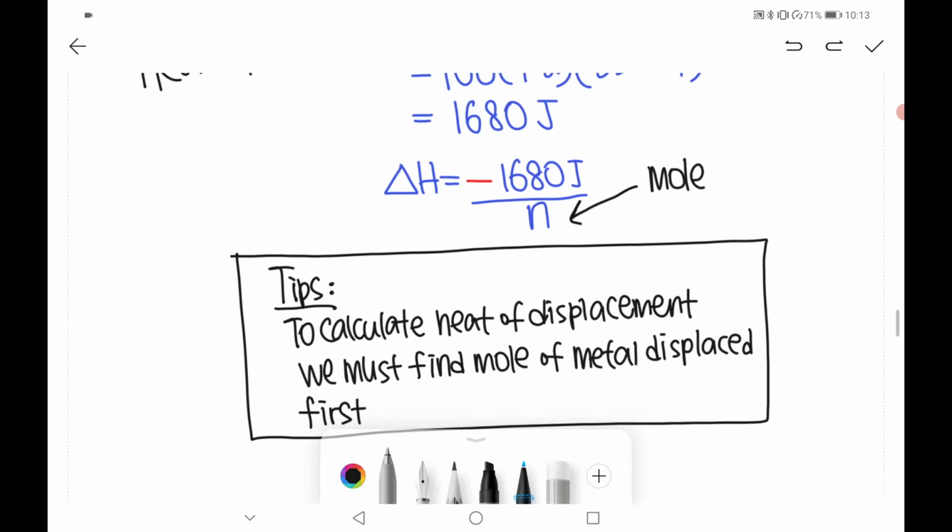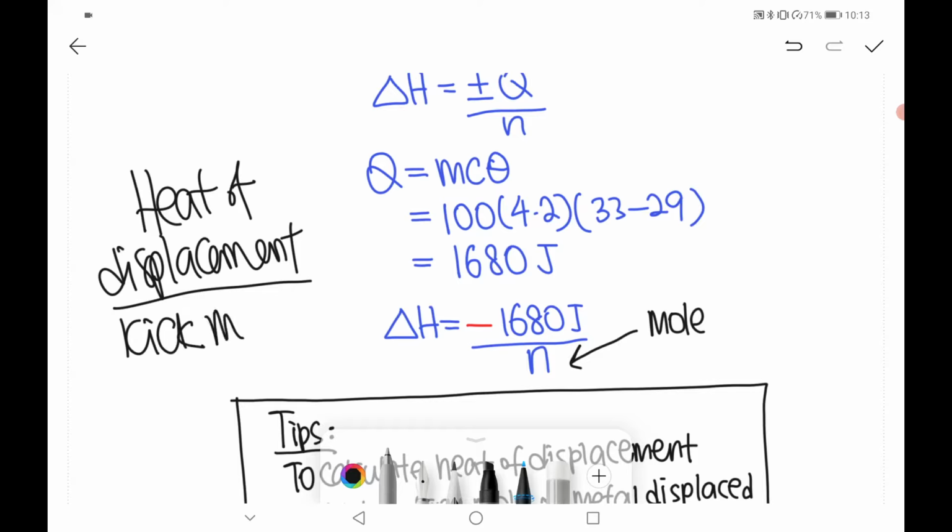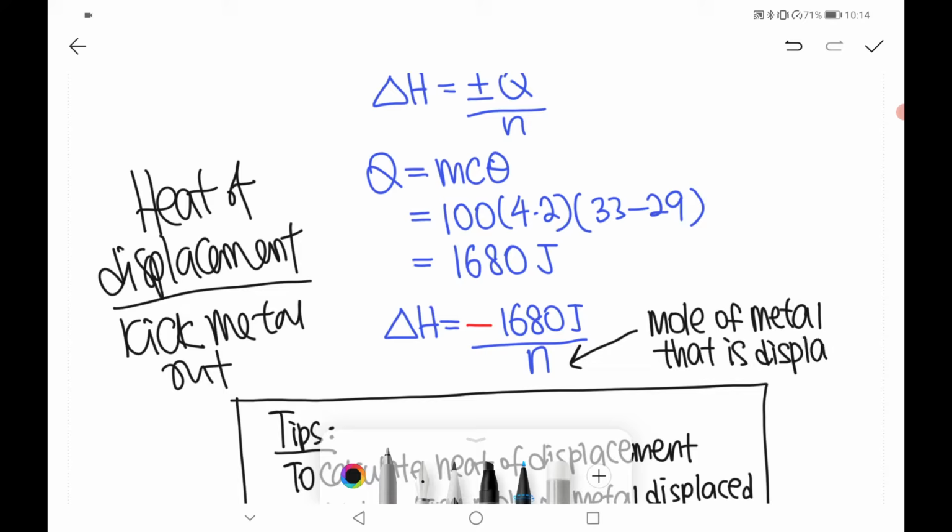So this is a displacement reaction. For a displacement reaction, what is the most important thing? You want to kick the metal out, right? This mole is referred to the mole of the metal that is displaced, the metal that we kick out.